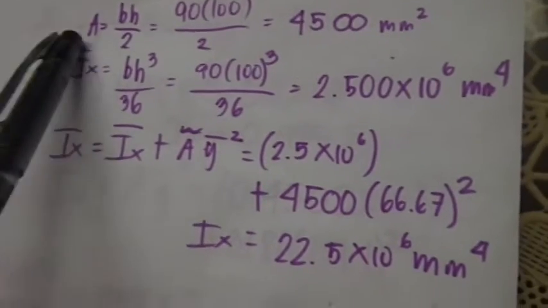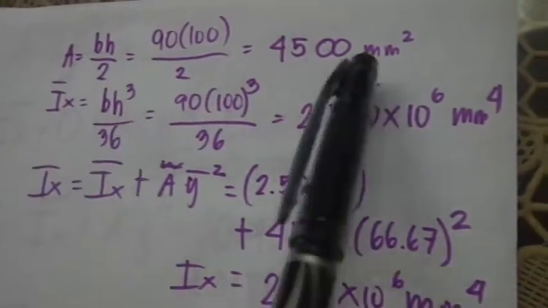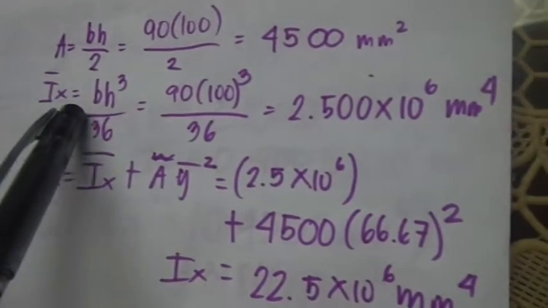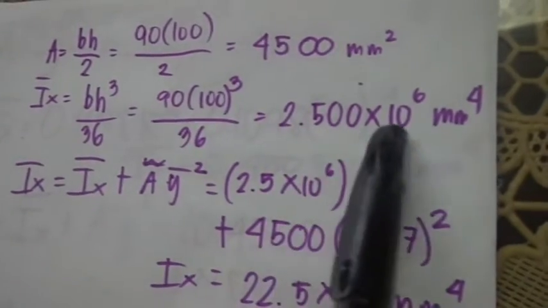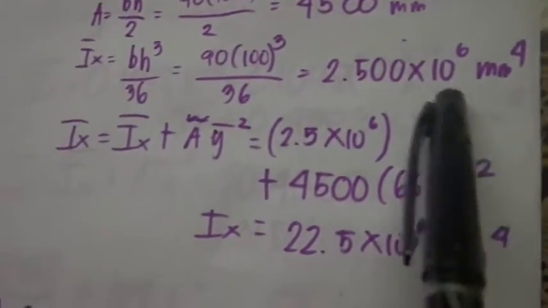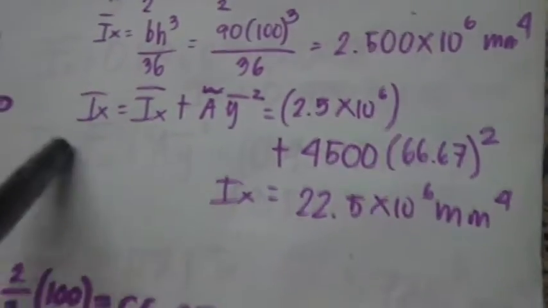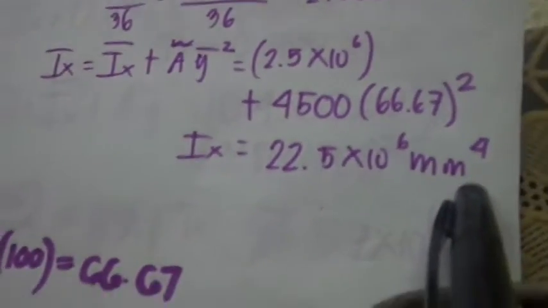We will need to get the area and the Ix. To solve for the area of the triangle, the equation is base times height over 2, and we would get a value of 4,500 millimeters squared. Ix bar can be calculated using bh cubed over 36, which is equal to 2.5 times 10 to the 6 millimeter to the 4th. Now substituting those 2 values into the equation of Ix, we would get 22.5 times 10 to the 6 millimeter to the 4th.